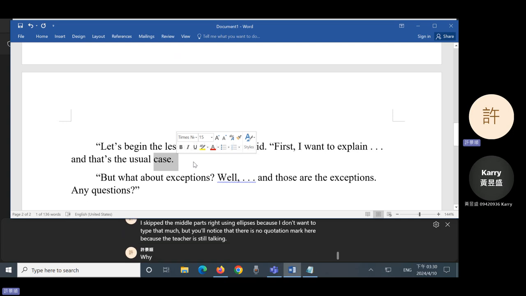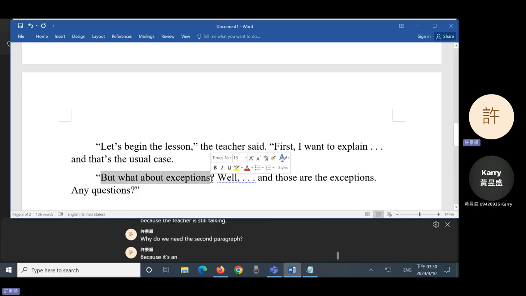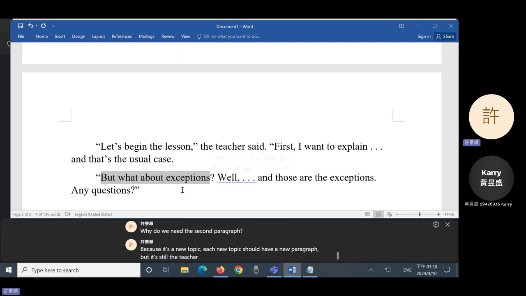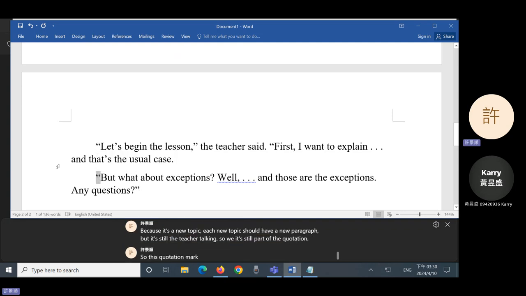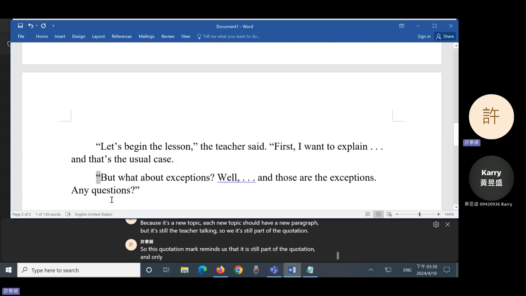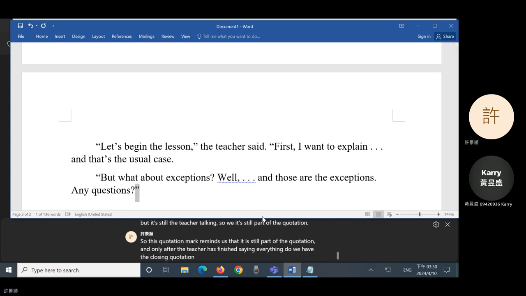Why do we need the second paragraph? Because it's a new topic. Each new topic should have a new paragraph, but it's still the teacher talking. So it's still part of the quotation. So this quotation mark reminds us that it is still part of the quotation. And only after the teacher has finished saying everything do we have the closing quotation mark.